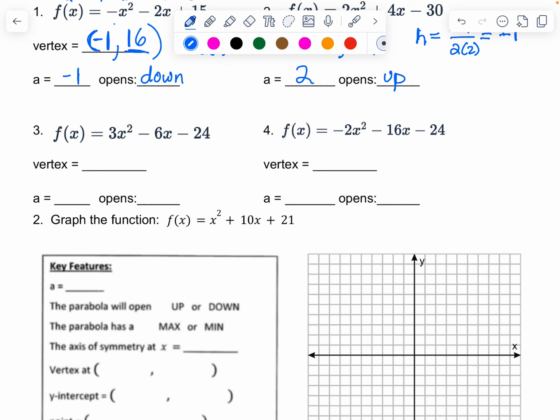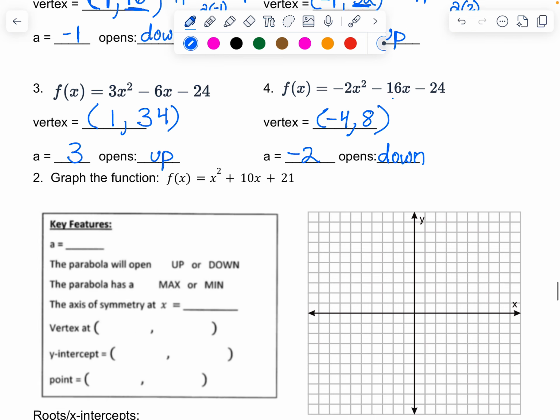So let's hope. Your vertex, what I have in my key, is 1, 34. A is 3, and it opens up. Your vertex here, opposite of B, should have been 16 over twice A, -4. So we have -4, comma, 8. And A is -2, it opens down.